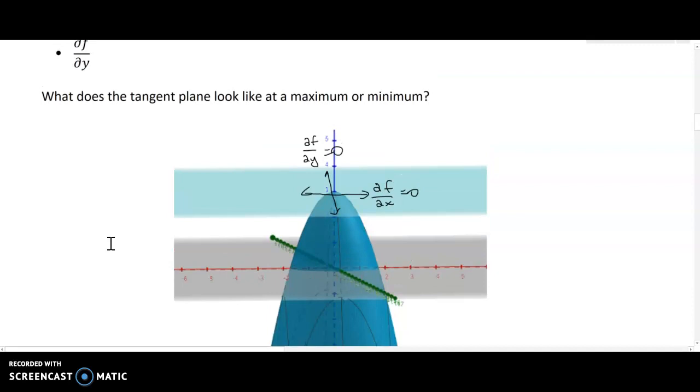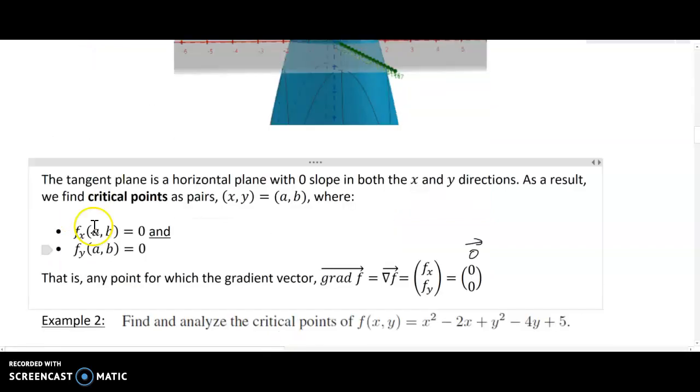For instance, you can have a rolling kind of carpet-looking function where it maybe looks like this. And in this case, you might say that this is a maximum right around here, but suppose this actually bends upwards like this, then in one direction it could be a maximum, but in the other direction it may not be. Therefore, we require that both of these partials be equal to zero.